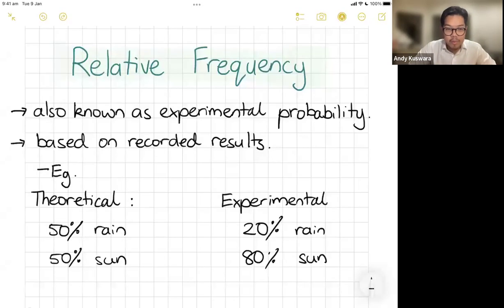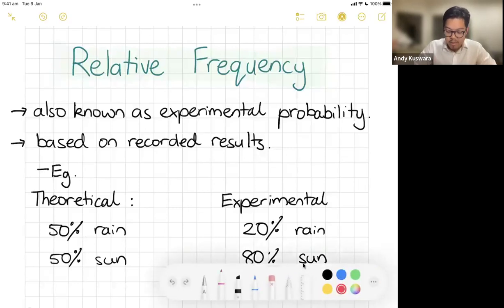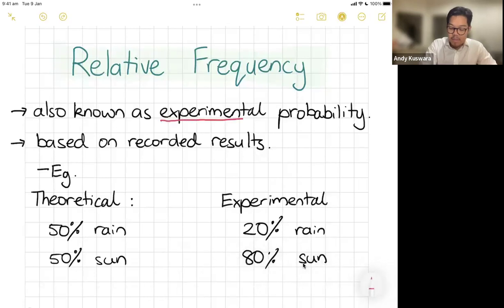Today we are talking about relative frequency. Relative frequency is just a fancy word for probability, but it's experimental. I'll explain what that means in a moment. It's based on recorded results, not on theory. We do an experiment or we record some results, and then relative frequency is the probability based off that.